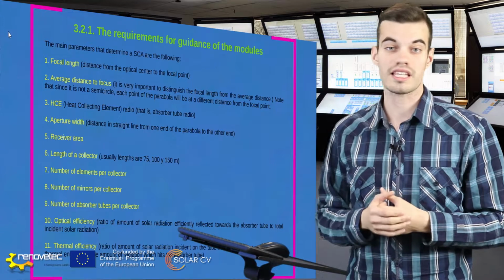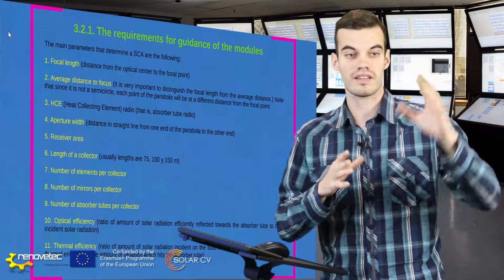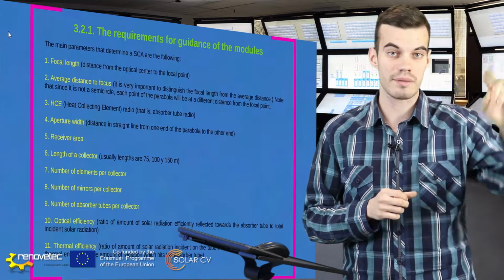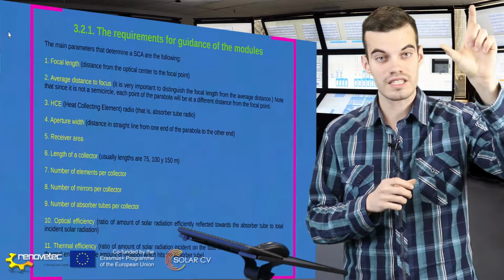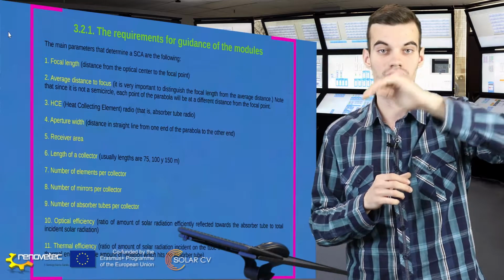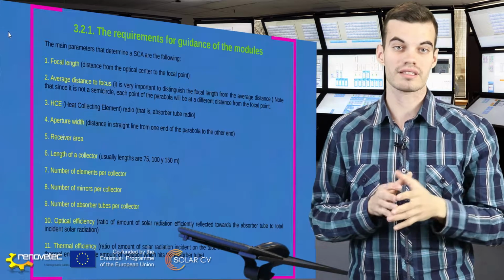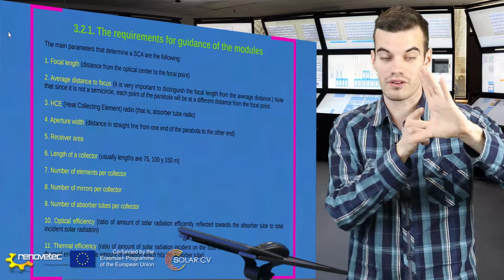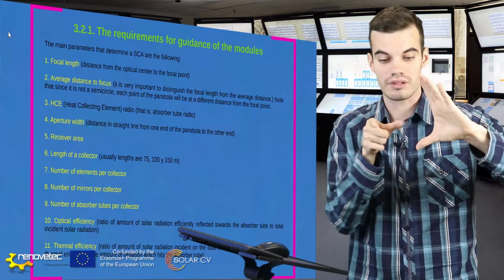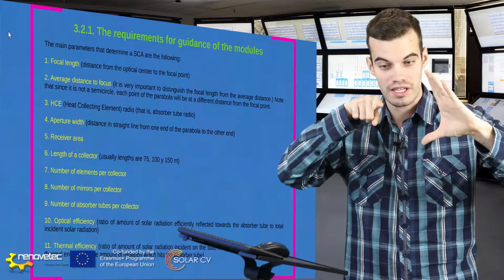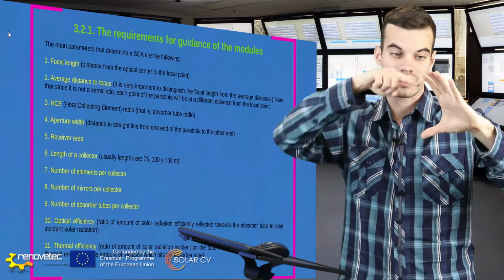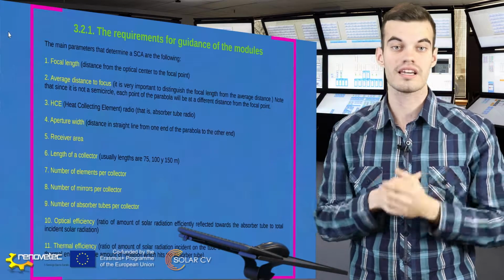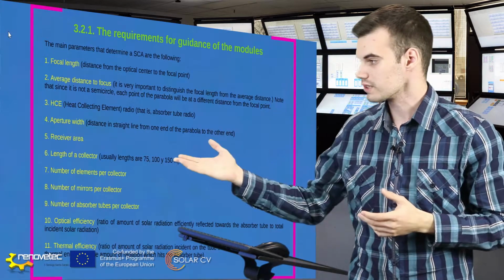The average distance to focus: we must understand that the parabolic trough is not a semicircle, it's an ellipse. So the distance between each point and the focal point is going to be different, because the focal length is measured from the center here to the absorber tube, which is along this line. But the other lengths are going to be different.